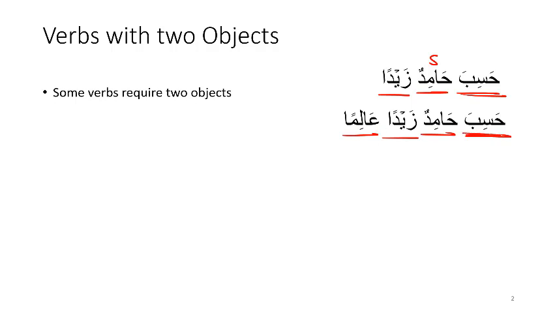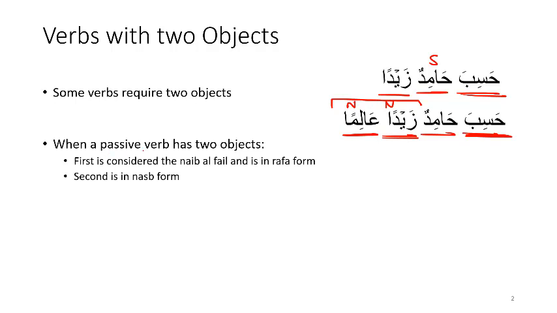So clearly this verb hasiba needs two objects, and that is what we have over here. Notice that when we have an active tense verb, so hasiba is active, then the two objects are both in nasab form. When we have a verb which is in passive form, and let's say this verb has two objects, then the first object is considered the naib al-fa'il and is in rafa form. The second object is in nasab form.